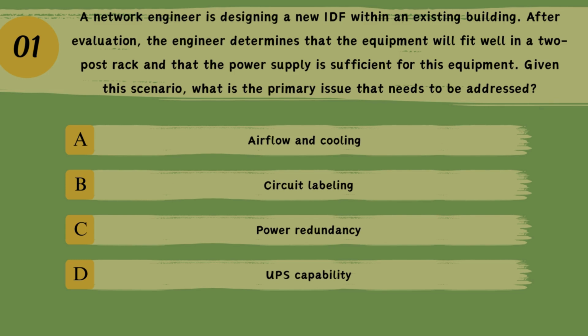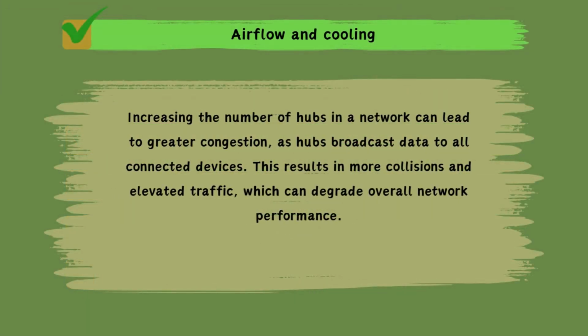A. Airflow and cooling. B. Circuit labeling. C. Power redundancy. D. UPS capability. Correct answer: A. Airflow and cooling. Increasing the number of hubs in a network can lead to greater congestion, as hubs broadcast data to all connected devices. This results in more collisions and elevated traffic, which can degrade overall network performance.